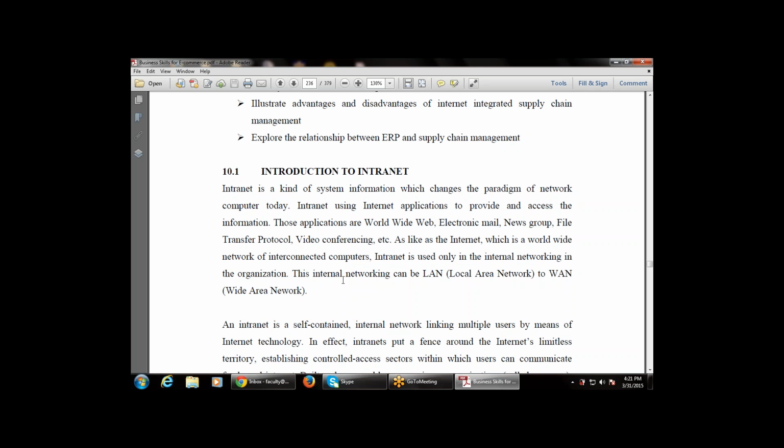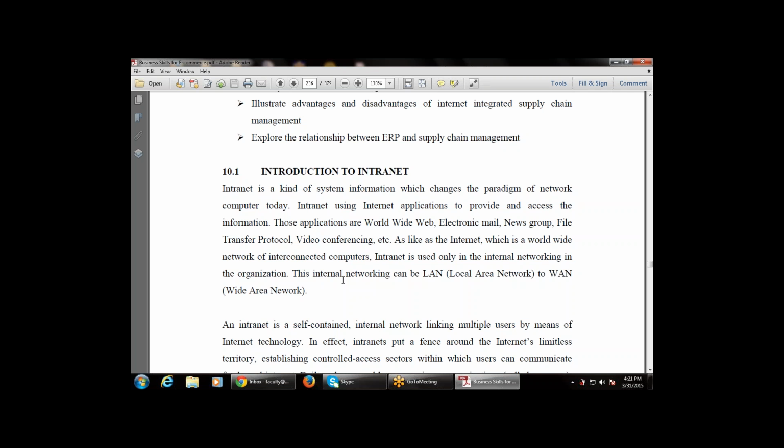Various applications like WWW, email, FTP, web video conferencing. We have studied all these various applications in the previous chapter. As the internet, which is a worldwide network of interconnected computers, the intranet is used only in internal networking in the organization. This is the most important line. Internet is a worldwide web collection of interrelated networks or interconnected computers.